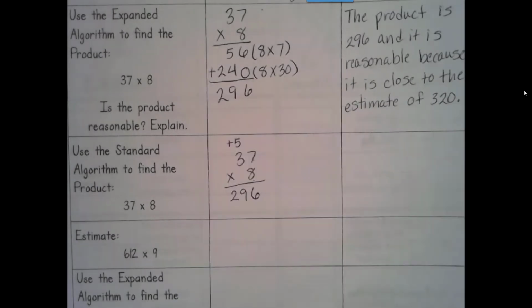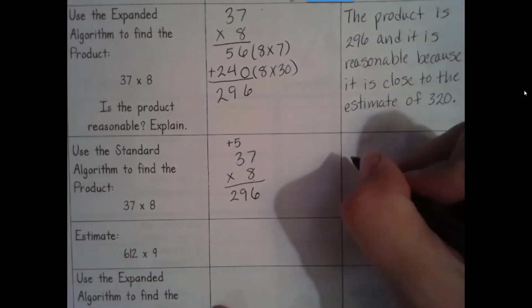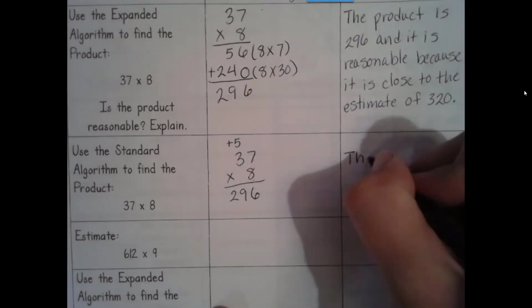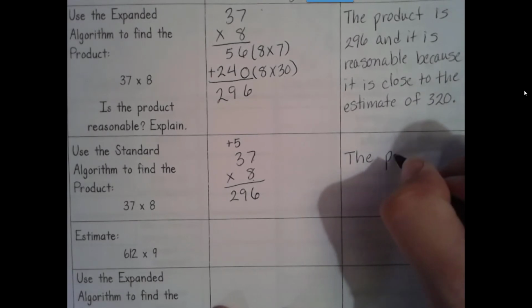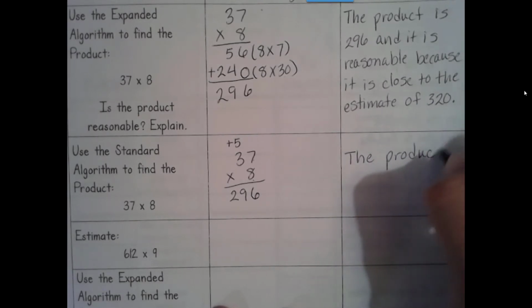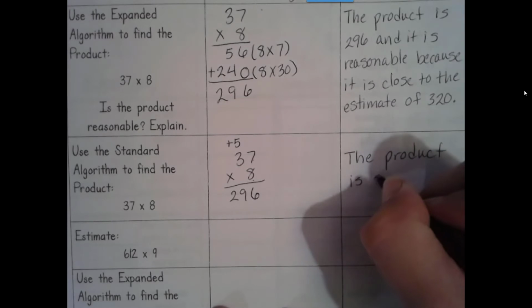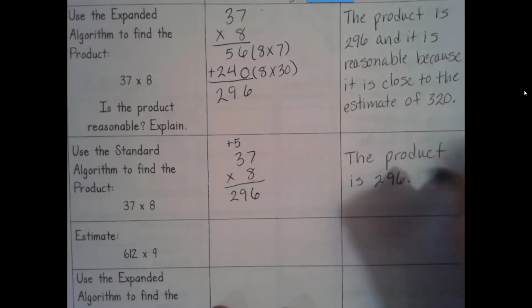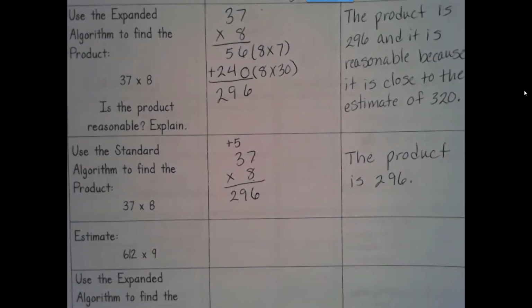So that matches. That's a good sign. Pretty certain that is the answer. The product is 296. This time it didn't ask us if it was reasonable or not, but we still want a complete sentence. When you can answer a problem in more than one way and you get the answer, you can be pretty certain that answer is correct.